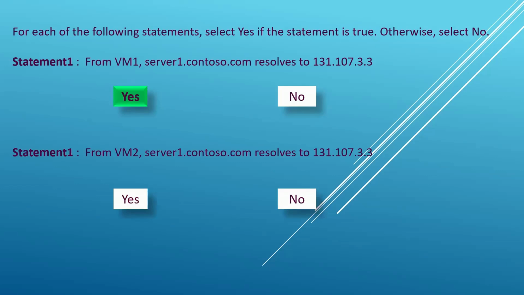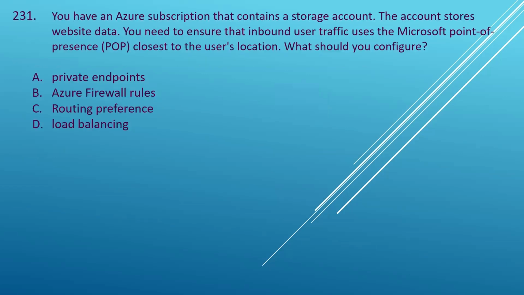And the next statement is, from VM2, server 1.contoso.com resolves to 131.107.3.3, and this statement is incorrect. VM2 belongs to VNet2, which has custom DNS of 192.168.0.5, which is IP of VM4, and it does not take the default Azure specified DNS. So VM2 will resolve from VM4 as server 1.contoso.com, which is 131.107.2.3, and server 2.contoso.com, which is 131.107.2.4.